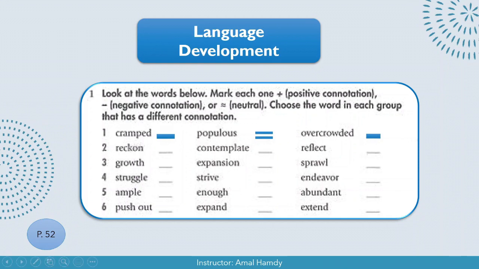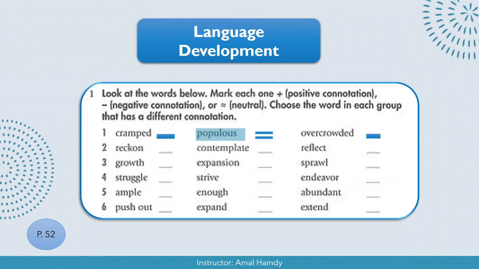So which of these 3 words has a different connotation? Populous, because it's the only one that's neutral. And we have used the minus sign for the negative and the equal sign for the neutral. So number 2, we have reckon, contemplate, and reflect. They all mean to think.